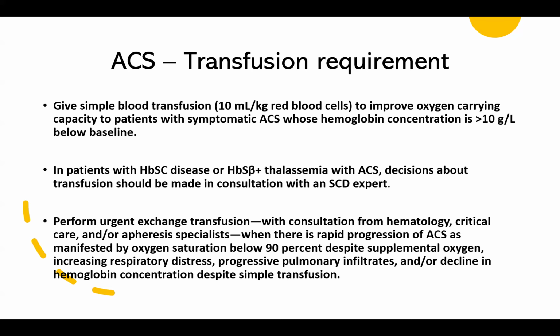So this would be in consultation with hematology, critical care, apheresis. This is really where there's a rapid progression of acute chest as manifested by an oxygen saturation below 90%, despite giving supplemental oxygen. They'll have an increase in respiratory distress, progressive pulmonary infiltrates on chest x-ray, and a decline in hemoglobin despite already giving simple blood transfusions.